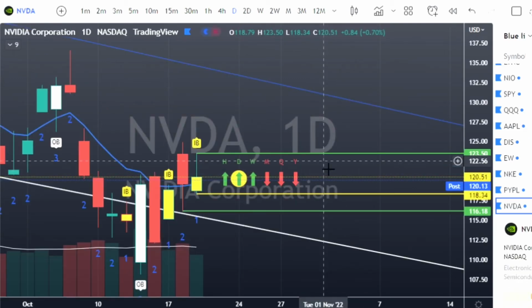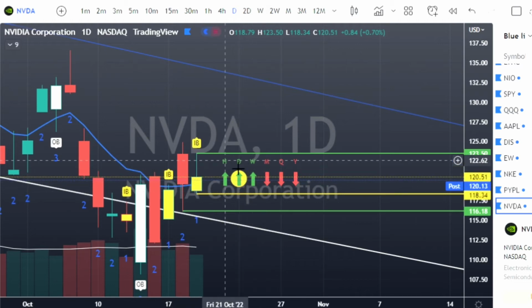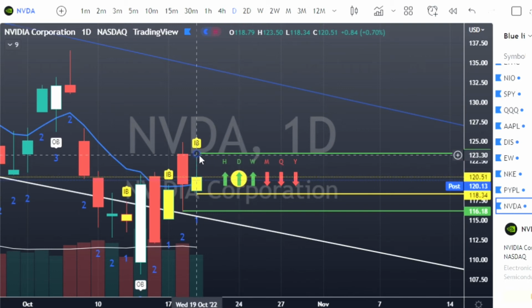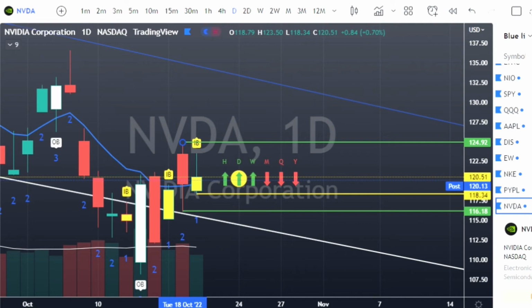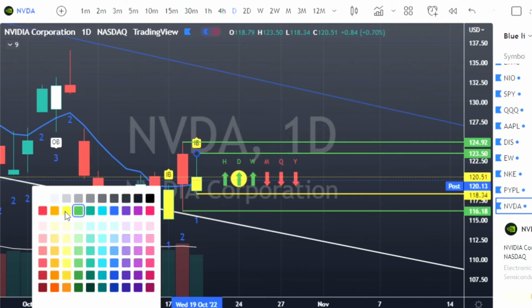NVIDIA has an inside bar shooter candle. So shooter candles tend to be a bearish pattern. This one is green though, so may not be as much because it is green, but it is an inside bar nonetheless. That is an actionable signal. The problem that I have to the upside here is, actually, sorry, this is wrong. Let's move that there. I thought I had that done. Make that our trigger. There we go.